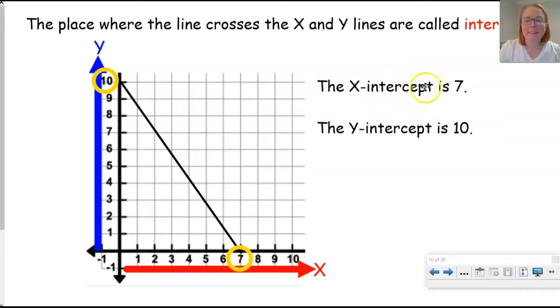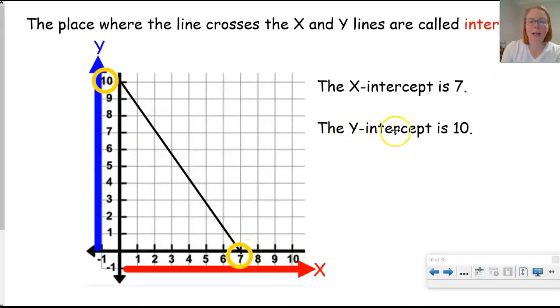We have an x-intercept on this line. That's where it crosses the x-axis, or the x line. Here is the x down here, where does it cross? It crosses at the number 7 there. That makes it a little bit easier to see. That's where my equation's line crosses the x-axis.